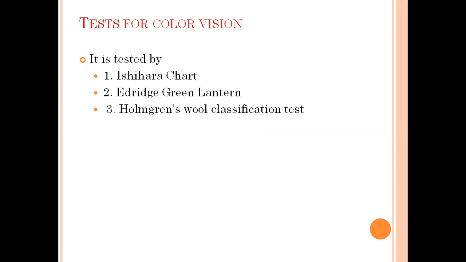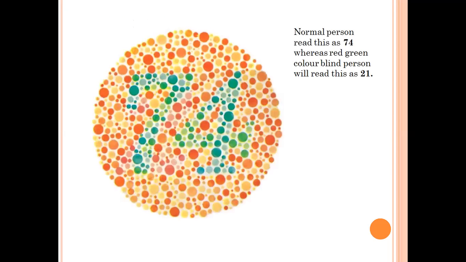So in practical, what are the tests to check for color vision? There are three types of tests. Ishihara chart, which we are going to do in today's practical, Edridge-Green lantern test, I will explain this, and Holmgren wool classification test. So first of all, let us see the Ishihara chart.